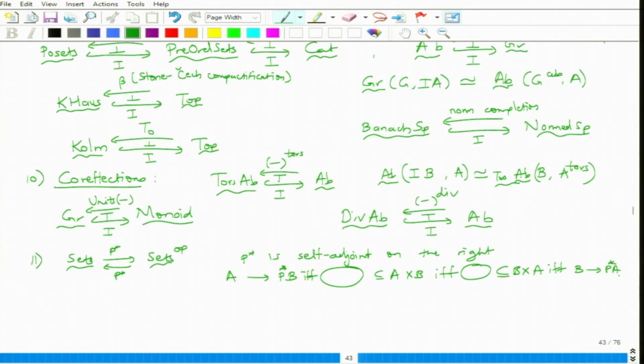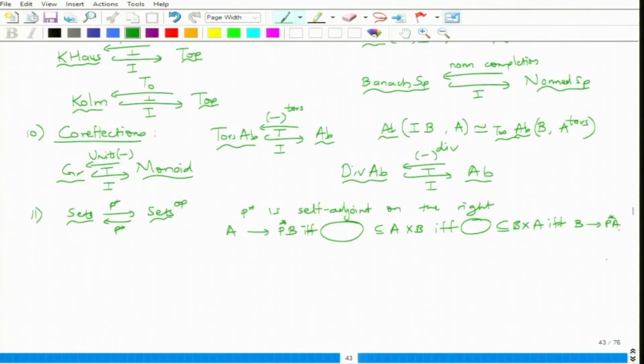You should name those two functors differently, right? Sets to Sets op and Sets op to Sets. It's always the same thing. When you have a contravariant functor from C to D, then you can either write it as a functor from C to D op or C op to D. Either one is okay.